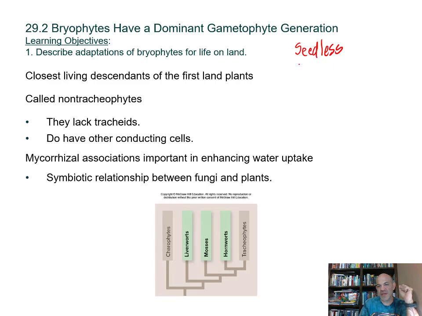So no seeds and no vascular tissue. So these are seedless avascular plants. And your learning objective here for the bryophytes, where a major thing to know is that the dominant generation is the gametophyte generation, is to describe the adaptations of bryophytes for life on land. So what are some things that allow them to move on to land?